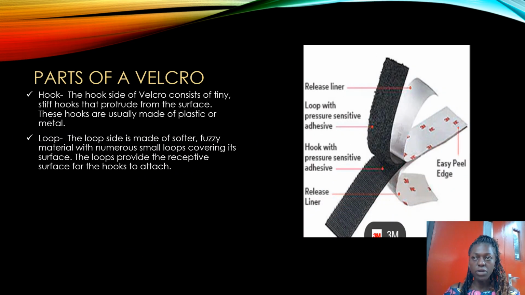Parts of a Velcro. Velcro is mostly attached on bags and jackets. It has two different parts: the one that is soft and the other one that is rough. The hook side of Velcro consists of tiny stiff hooks that protrude from the surface. These hooks are usually made of plastic or metal. The loop side is made of softer, fuzzier material with numerous small loops covering its surface. The loop provides the receptor surface for the hook to attach.